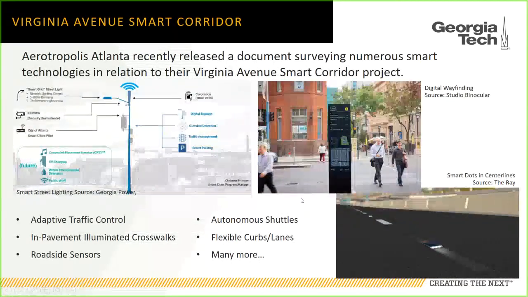And more locally, here's an example from the Virginia Avenue Smart Corridor. They recently released the Aerotropolis Atlanta document that looked at various aspects of these smart city solutions that can potentially play a role in the Virginia Avenue Smart Corridor. As you see here, you're looking at traffic lights, illuminated pavement markings, roadside sensors, and provision for autonomous vehicle implementations, and looking at curbs and built infrastructure and so forth. And the chart in the top left from Georgia Power, the example that we showed before, is again repeating here. You can see the lamppost as an anchor, and a variety of smart city applications are possible to be deployed in that immersive environment.